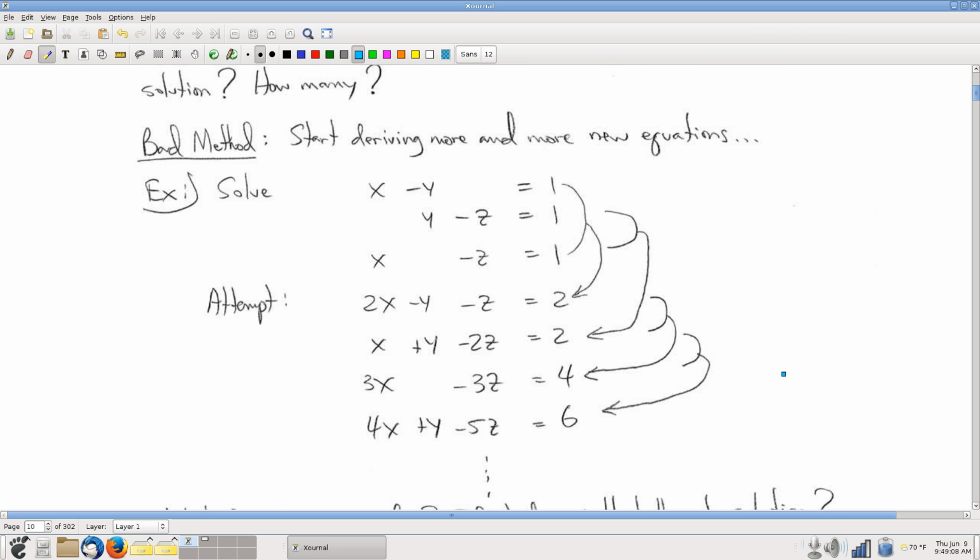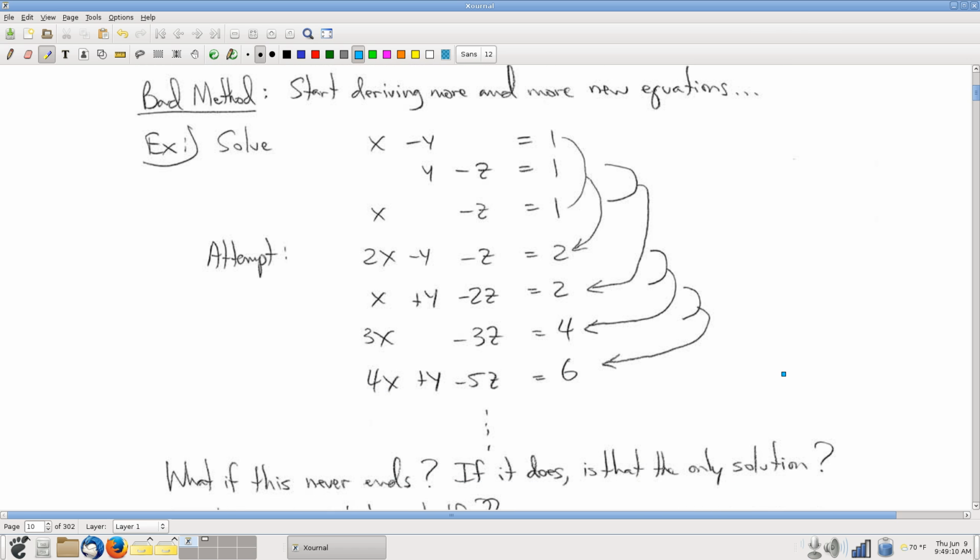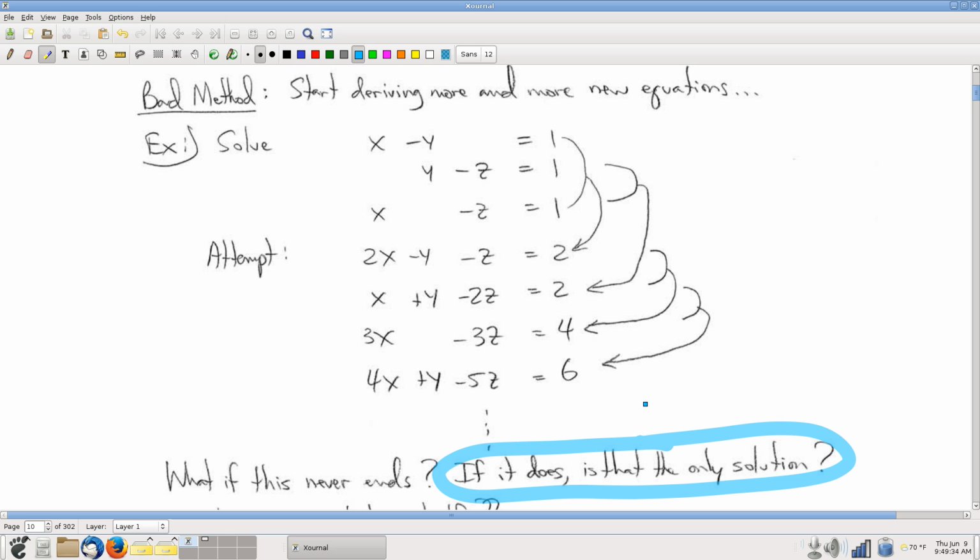But what remained is that there were looming questions. It was never addressed how I would know that this process would necessarily ever end. How would I know? It's not immediately clear whether it would or would not ever end. If it does end and you get a solution, how do you know that's the only solution? Well, that was never addressed either.